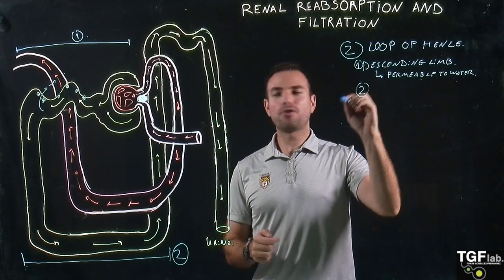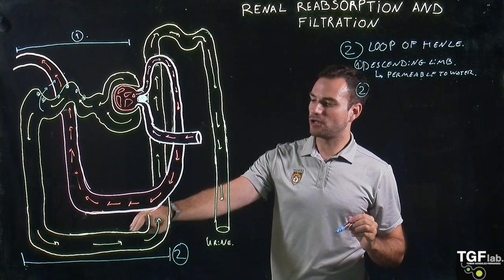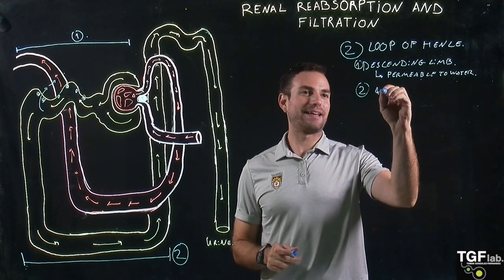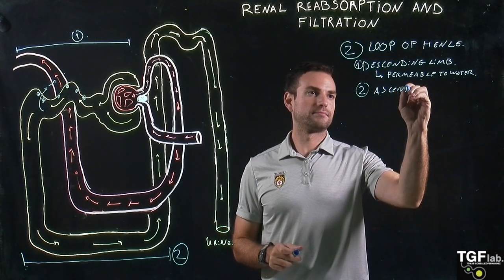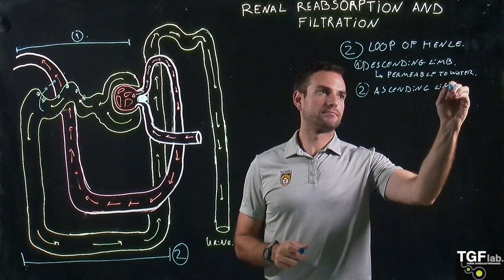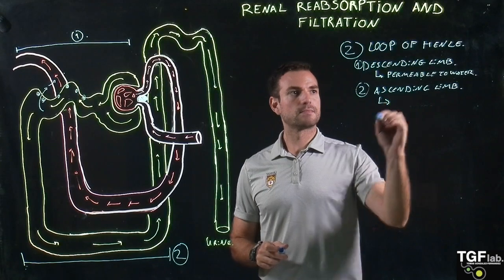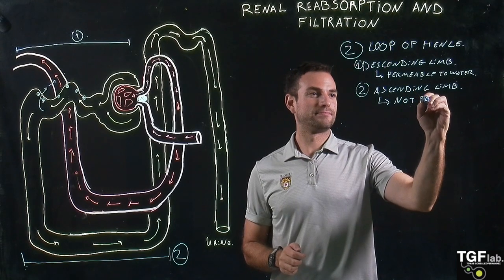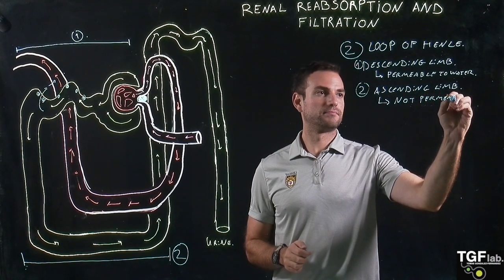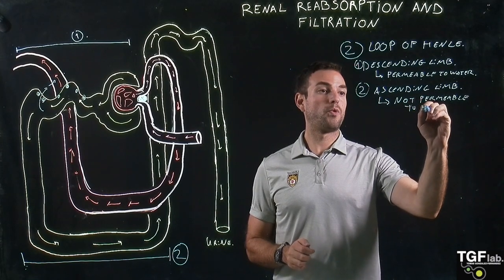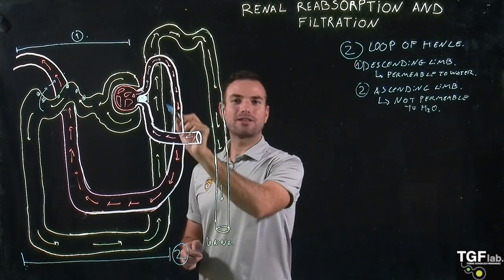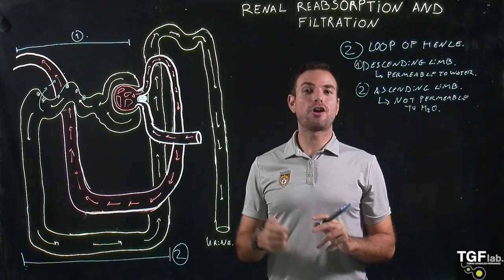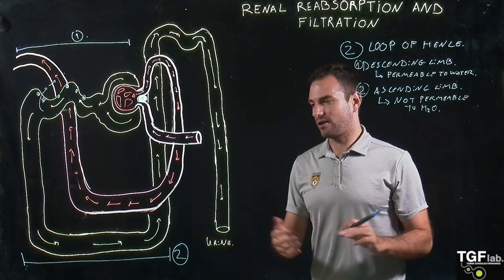The second structure that is important here at the loop of Henle is this other limb that is going to take the tubular fluid up back into the collecting duct. And this is called the ascending limb. Okay, so this is very important because this is not permeable to water. So that means that water here cannot leave the loop of Henle. Therefore, the only thing that can leave here are the different ions, for example, the sodium and the chloride.